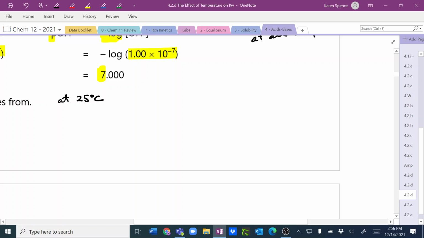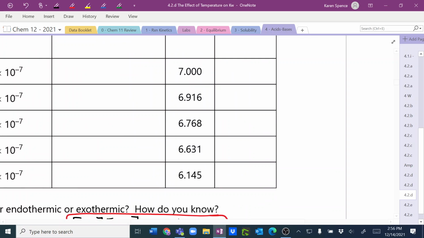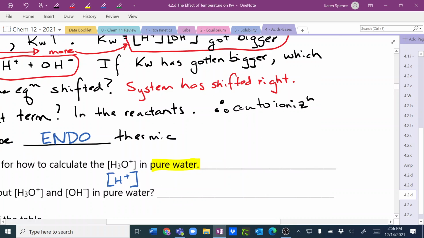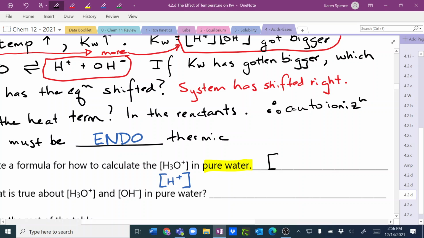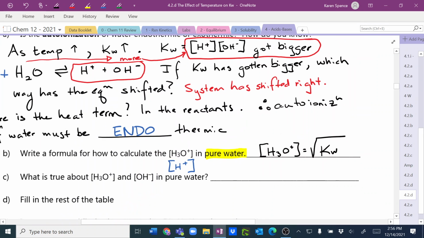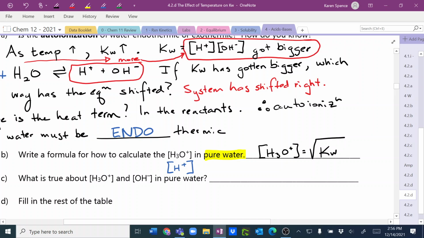All right, back here. So we can put that into our thing here. We can say H3O+ or H+ is equal to the root of Kw. What is true about the hydronium and hydroxide ion concentration in pure water? They're the same. They are equal.